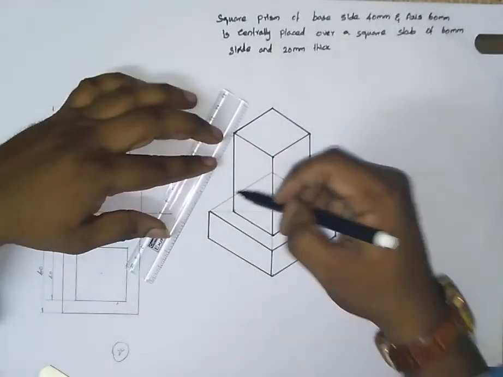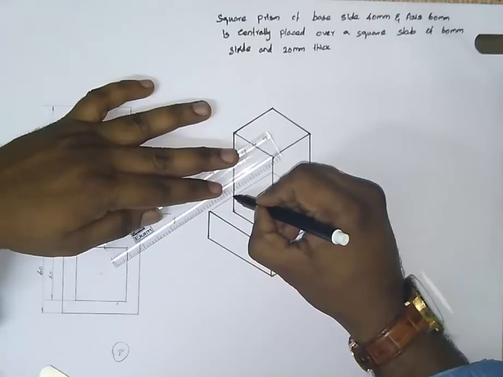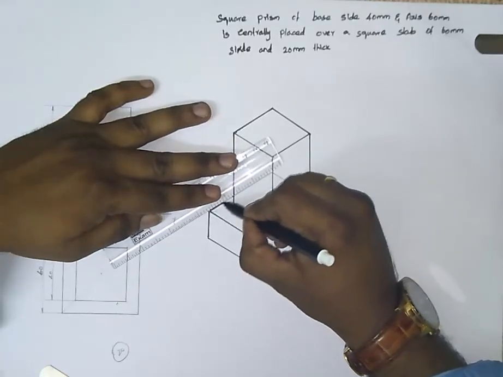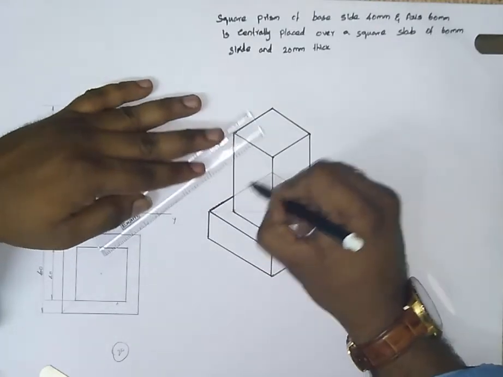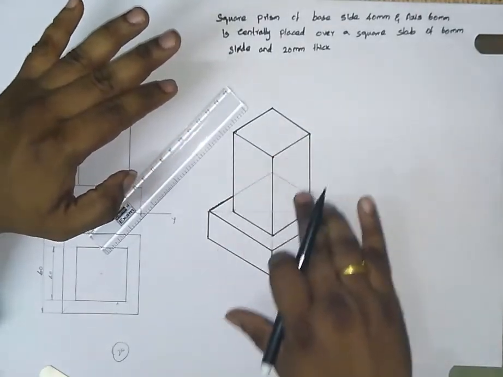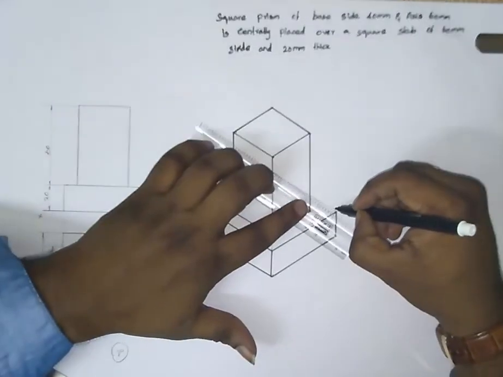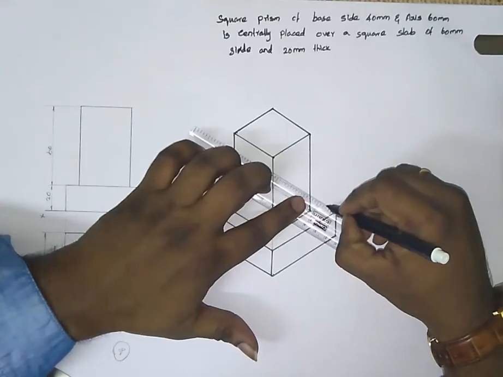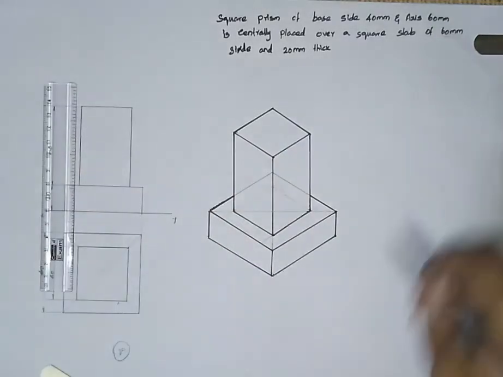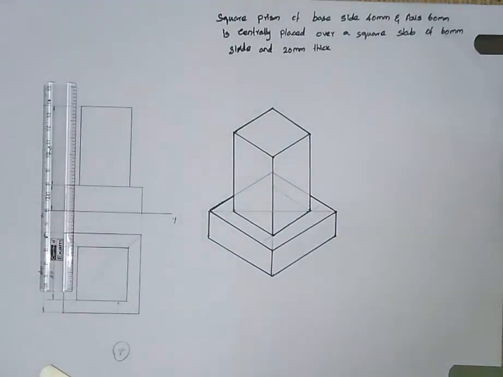Now this line will be visible up to this solid only. Beyond this, the square prism will hide these lines. So you have to draw like this only. Okay, this is your final combination of a square slab with a square prism centrally placed over it. Okay, thank you all.